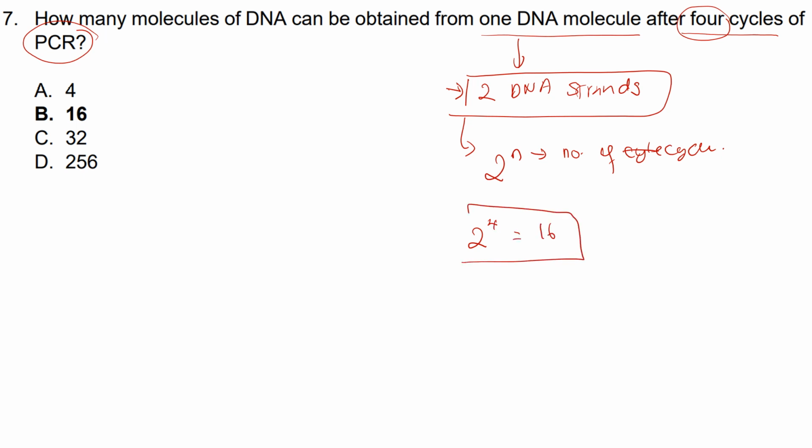Let's say the question asks how many DNA molecules are produced after 30 cycles. Just insert into your calculator 2 to the power of 30. You will get about 1 billion DNA molecules produced at the end of 30 cycles of PCR. So you just remember this formula, 2 to the power of n, where n is the number of cycles. So the answer would be B.